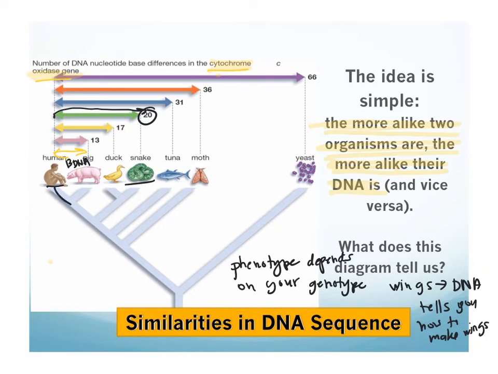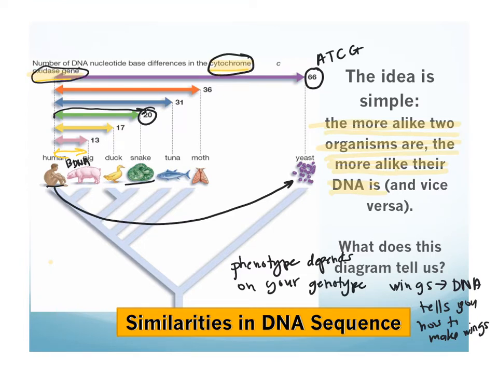And then if you really compare the human all the way out to the yeast, the difference between the DNA is now 66 base pairs. And remember, the base pairs are A, T, C, and G. So that's a big difference in base pairs. But what's really, really interesting is that we all have this cytochrome oxidase gene. And we all share the base pairs A, T, C, and G, which means that we all came from one common ancestor, right here from a long time ago at the beginning of time.